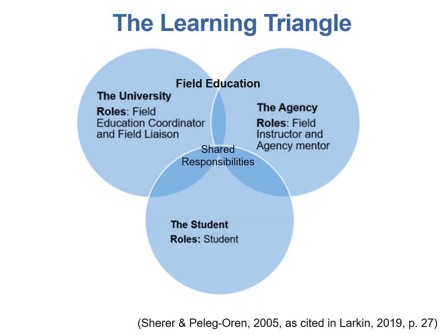We previously discussed the various roles of those involved in field education. Scherer and Peleg-Oren used the term learning triangle to bring clarity to those involved in the field education process. The learning triangle was elaborated on by Larkin to create a visual similar to that on the slide. On this slide is a Venn diagram with 3 overlapping circles. One circle is the university, with roles such as field education coordinator and field liaison. Another circle is the student, and the other circle is the agency, with roles of field instructor and agency mentor if applicable. The concept identified that all those involved in field education, the university, the student, and the agency play a part in developing the professional social worker.